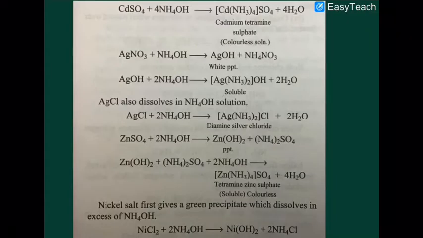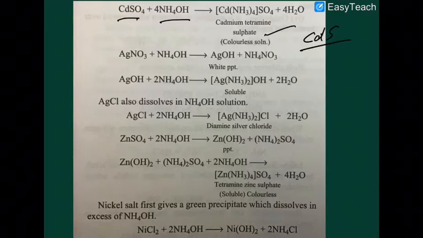In other cases, when cadmium reacts with ammonium sulfate, it will form a colorless solution. If you now pass H2S gas, it will give you a black PPT of cadmium sulfide. That is not written here, but that's how you can distinguish between the cadmium complex and the copper complex. It is a distinguisher between Cd2+ and Cu2+ ions.